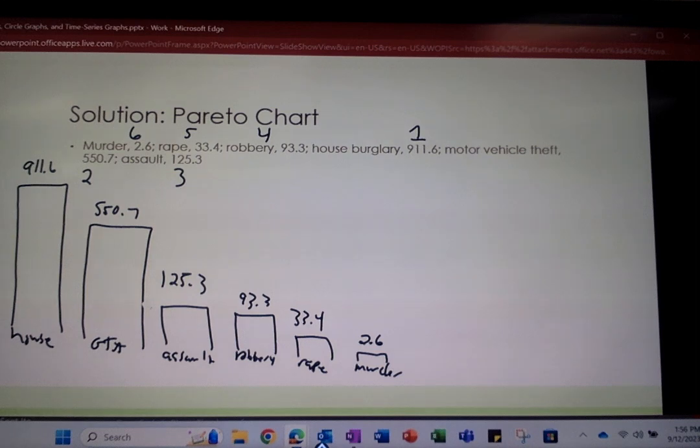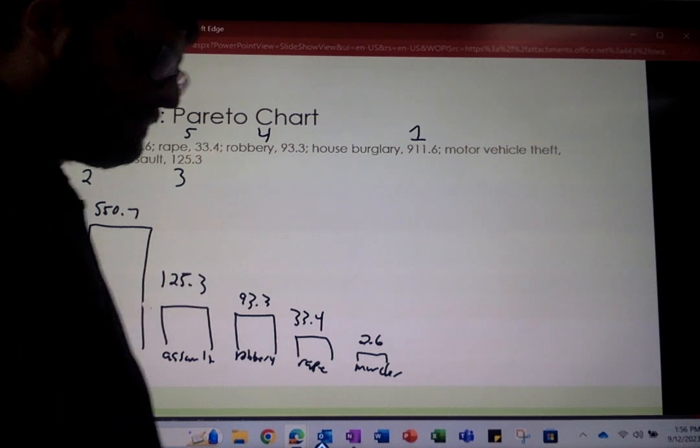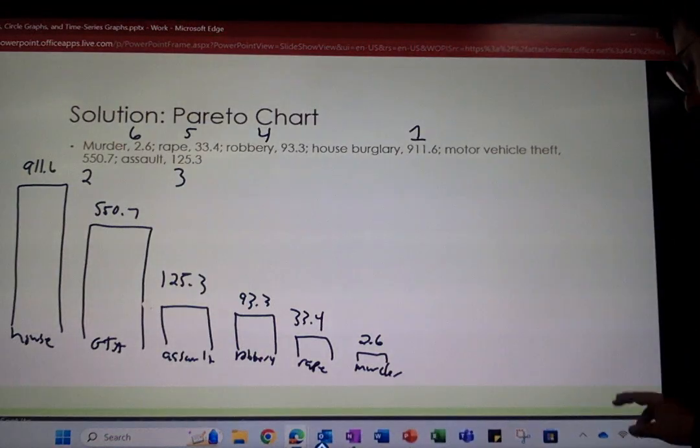Again, it follows the same key qualities of a bar graph. The bars have somewhat uniform width. They're evenly spaced apart. It follows the characteristics of a Pareto chart, where your highest frequency is first, and you work your way down from largest to smallest frequency. Okay, that is a Pareto chart.